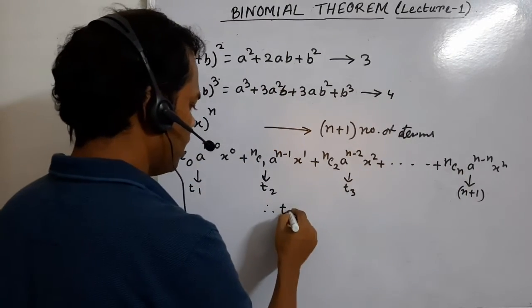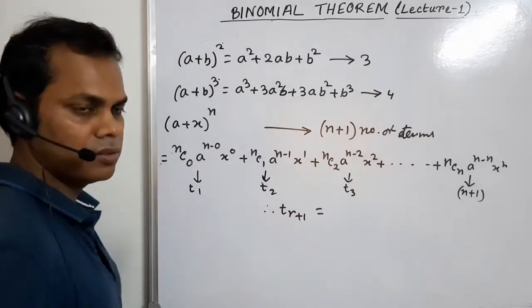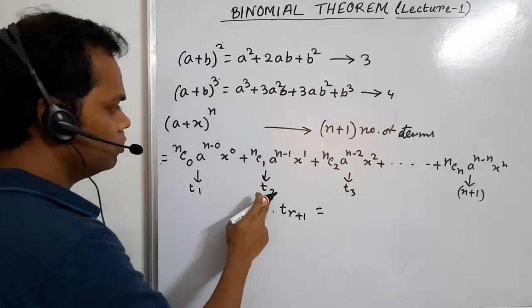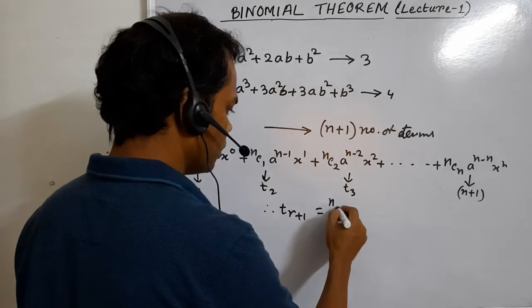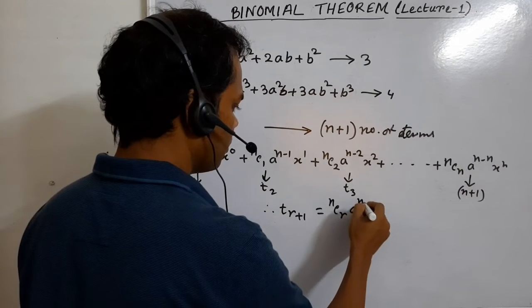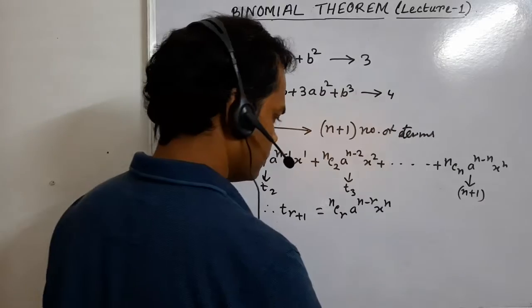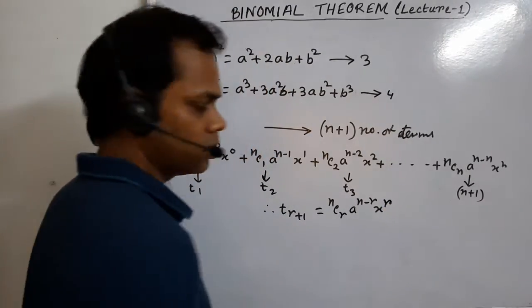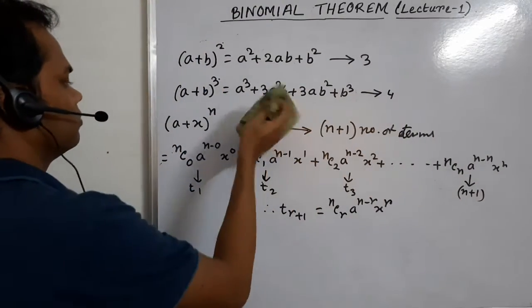So T(r+1), where r+1 is any term within the binomial theorem. For T(r+1), for the 2nd term we use 1, for r+1 we use r. So T(r+1) = nCr a^(n-r) x^r. Now we discuss what nCr is.